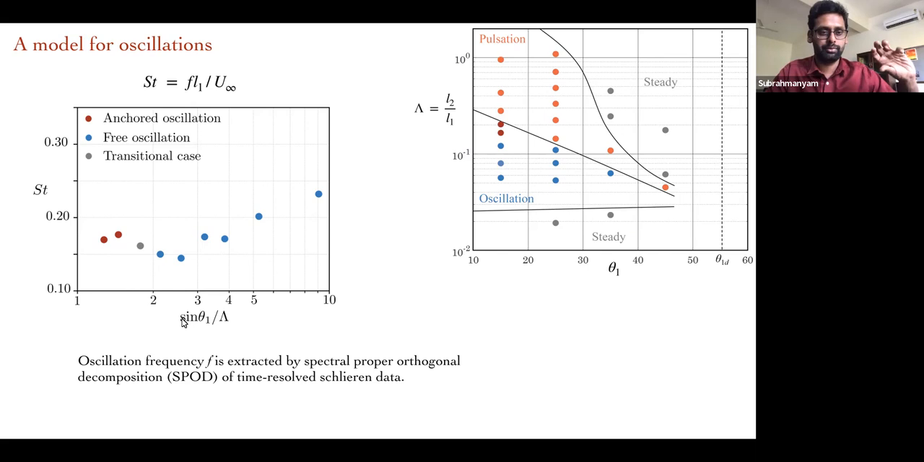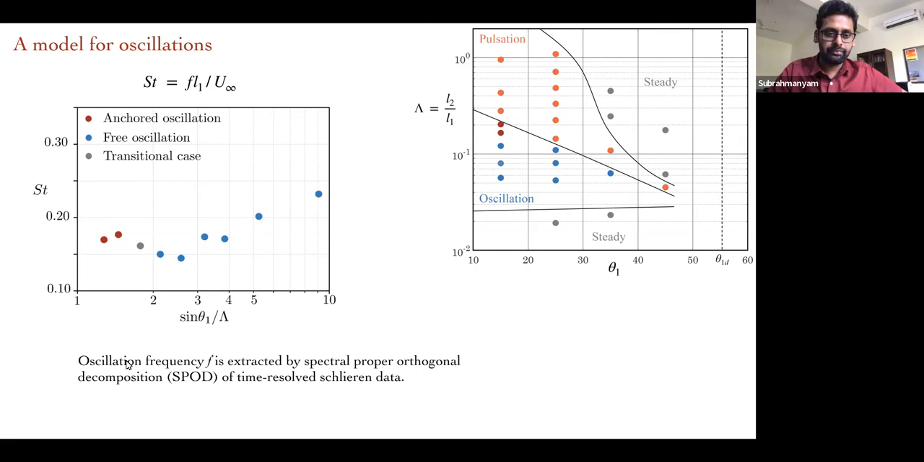When you look at the scaling of the Strouhal number, you see a quantitative difference between the free oscillations and the anchored oscillations. The free oscillations seem to follow this trend line, and when the flow goes to an anchored oscillation state, there's a jump, and then the trend suggests that there's an offset. Okay, so now.